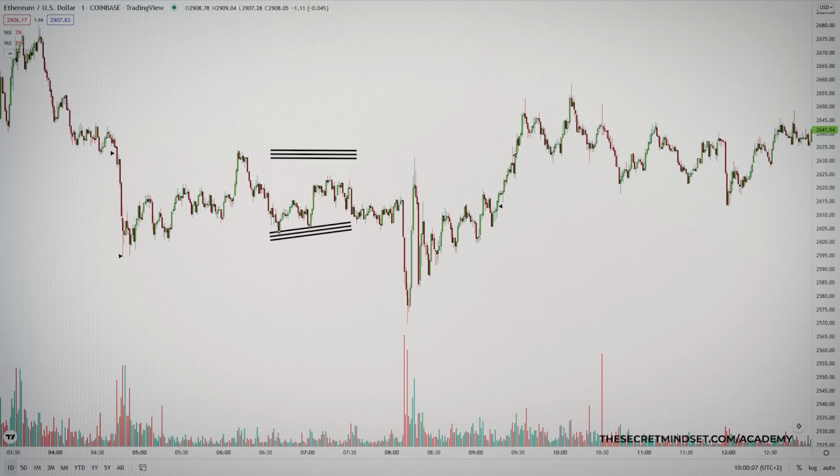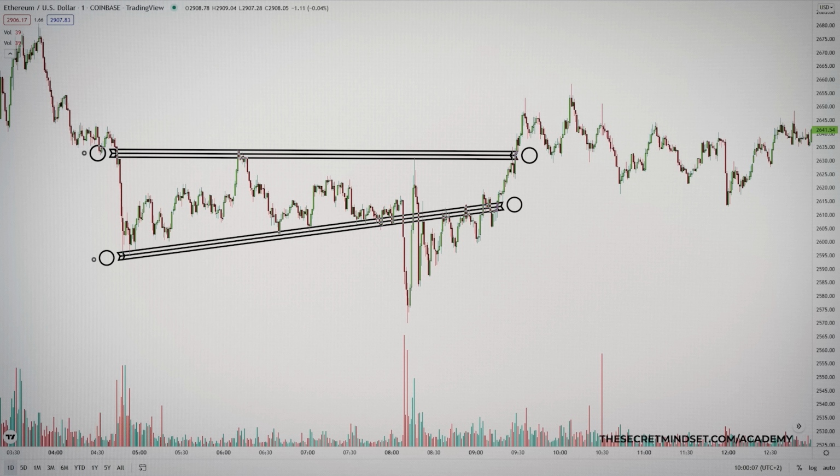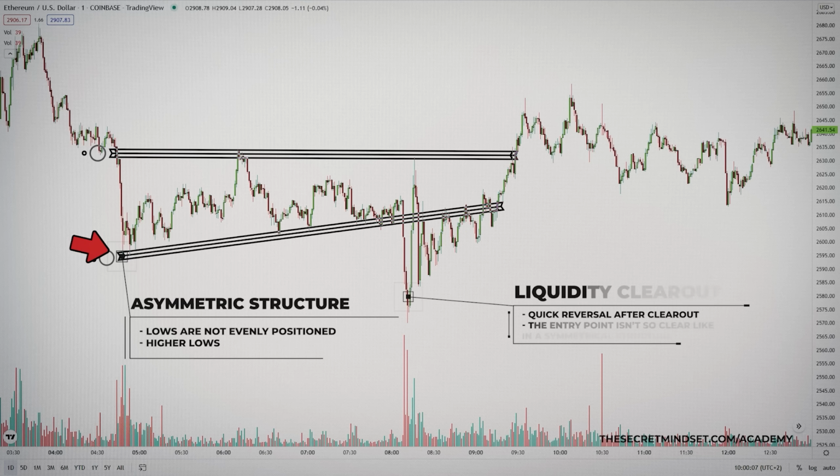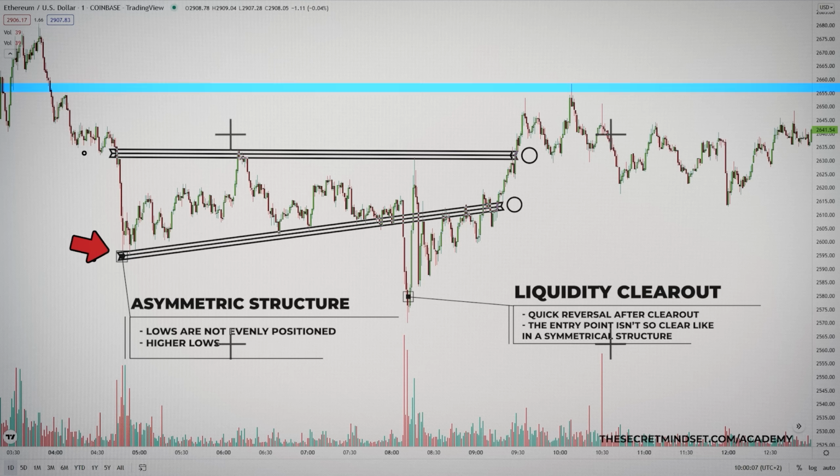Let's look at this asymmetric structure and clearout. You can observe that the lows are not evenly positioned. We even have some higher lows. This is the deepest lower low, the main area that you should wait for. We have the liquidity clearout and the quick reversal after the clearout. But now the question is, where's our entry? This isn't so clear like in a symmetrical structure. That's why I prefer the symmetrical ones.